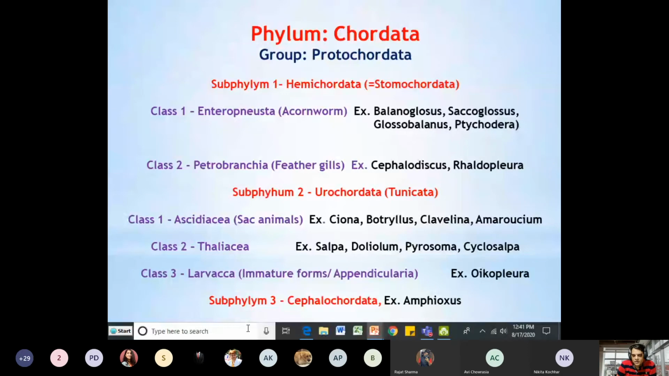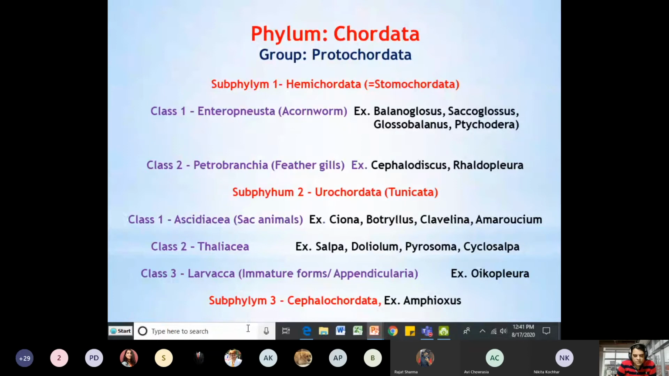The hemichordata, general name: hemi means half and chordata means cord bearing animals. So they are not true chordates. They have only a buccal diverticulum, not a notochord, in any part of their body at any stage of their life cycle. They are also called stomochordate.